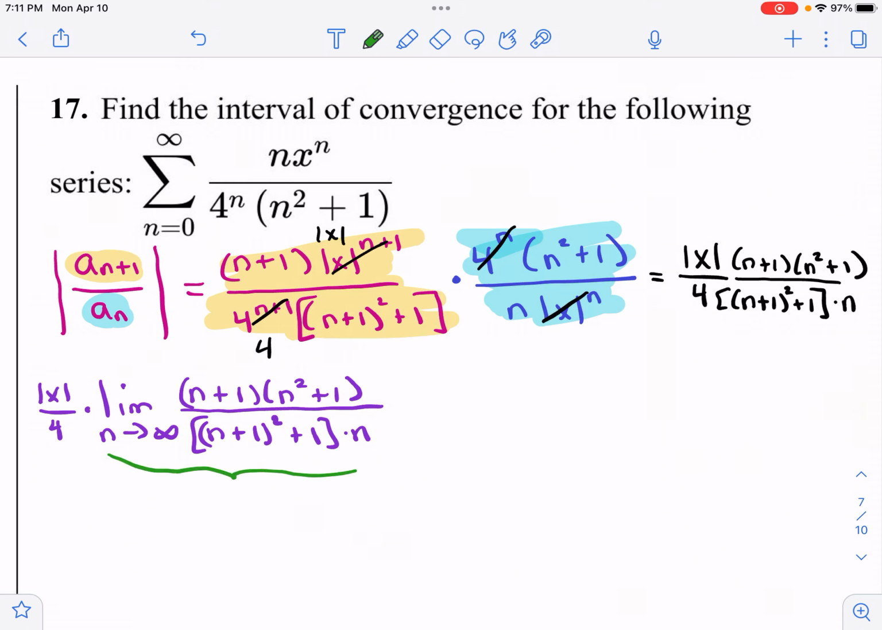Because the numerator, just collect the degree. The numerator is just going to behave like n cubed. That's its degree, and the denominator as well. That's going to be n squared plus some stuff times another n. So this is that limit, and that's clearly going to 1. Okay, so this limit is equal to 1. So that means we have absolute value of x over 4 times 1, which is this.